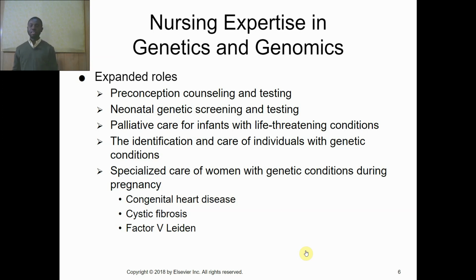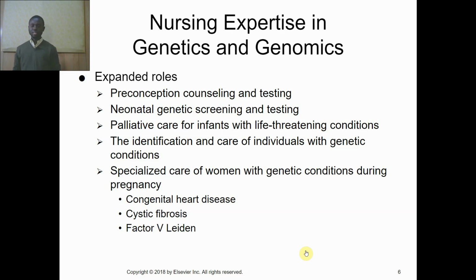Palliative care for infants with life-threatening conditions is another aspect of the expanded role of nurses. Palliative care usually encompasses comfort care, and once you know the genetic predisposition, you can begin planning for that ahead of time, even before the baby is born.